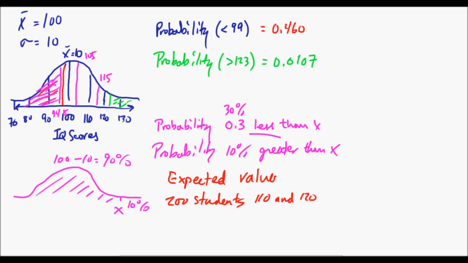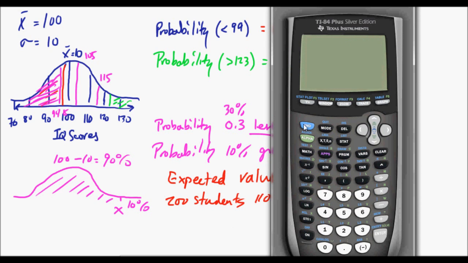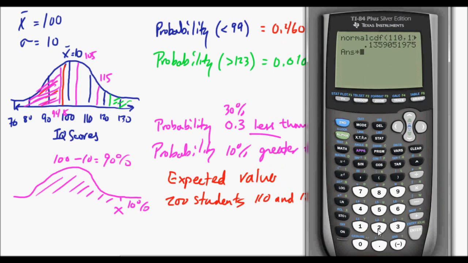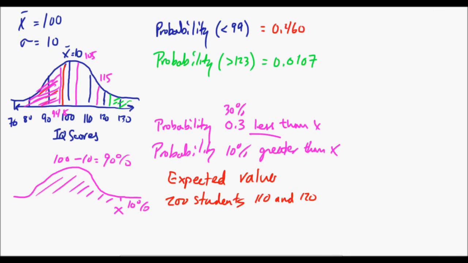Okay, so in this case, you would find the probability. You go second distribution, normal CDF, and then I do 110 and 120. Not 1200, 120, and then again the same 110. Okay, and boom. It's 13.5%. Now, they want the expected number of students, so I would just multiply by 200 at this point. That's the only trick to that. And it's 27. You can't have a 0.18 of a student, so I would just put 27 students.